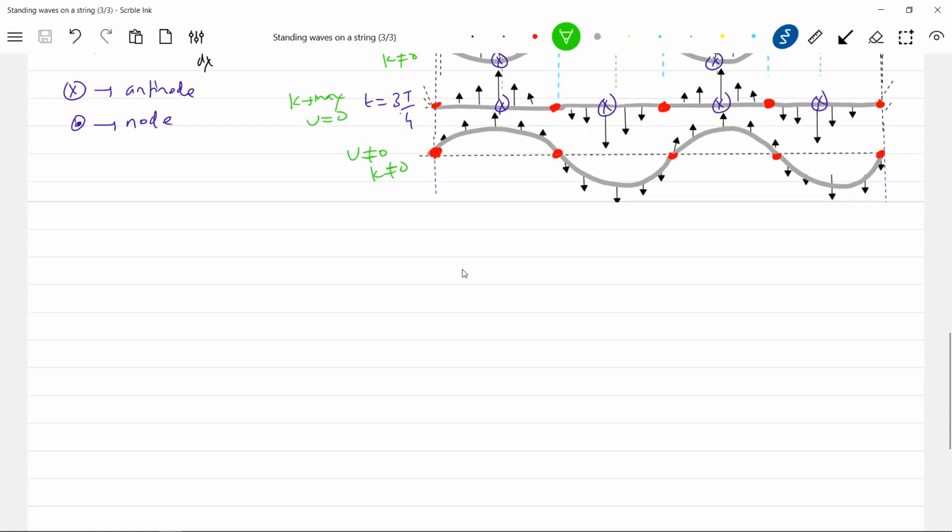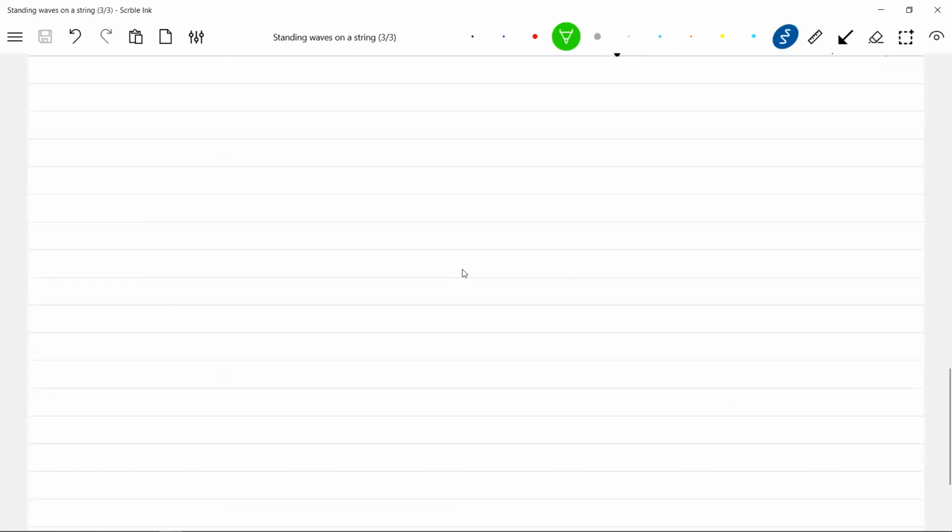How do we represent a standing wave? The standing wave is represented like this. Don't think again that there are two wires. There's only one wire.